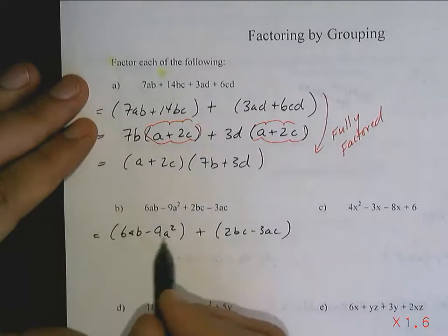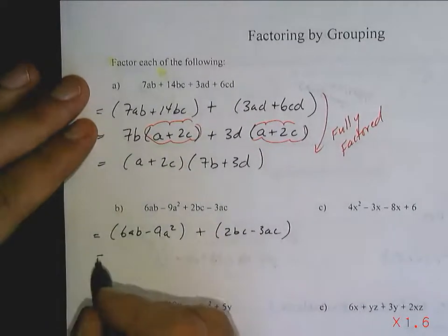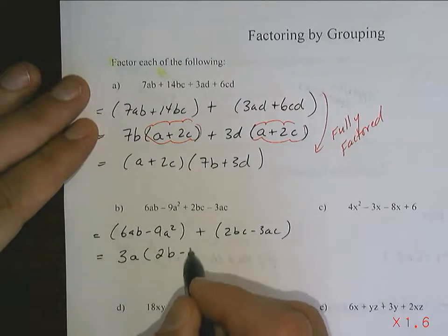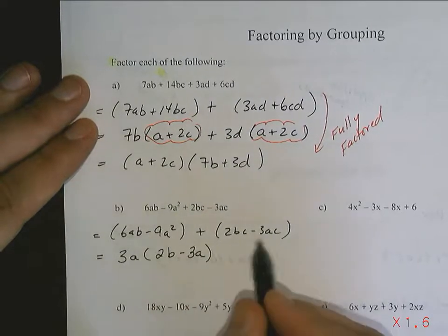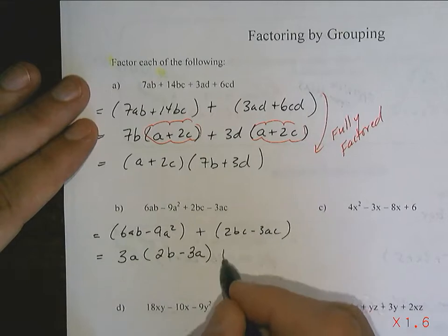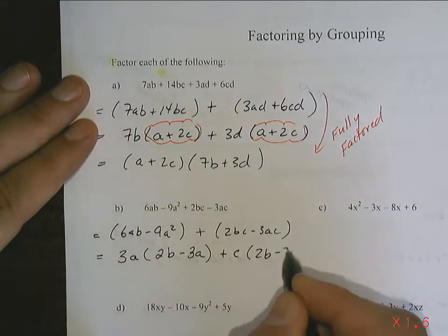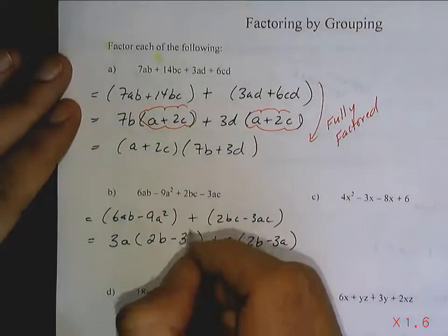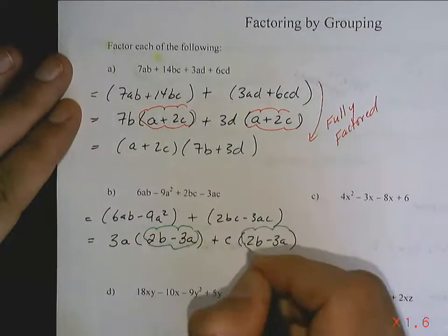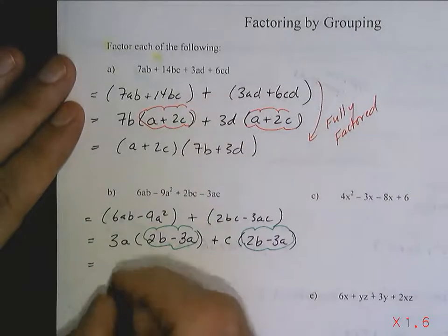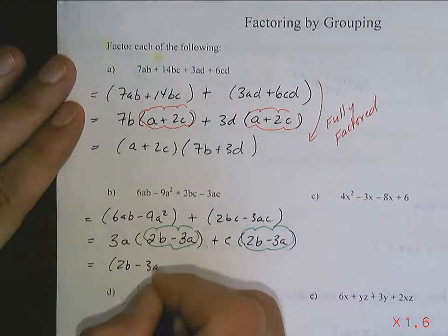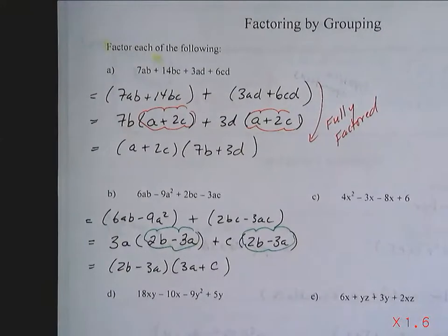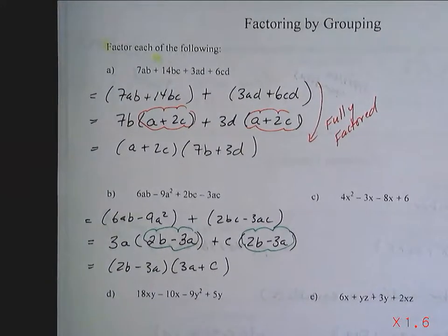All right, now is there anything that can common factor out of here? Well, I can take out a 3a, which is going to be 2b minus 3a. Anything common factor over here? I can take out a c, which is going to be 2b minus 3a. Do you see what I see? This and this are common multiples, leaving us with 2b minus 3a, 3a plus c. And that is fully factored. Now that is totally cool.